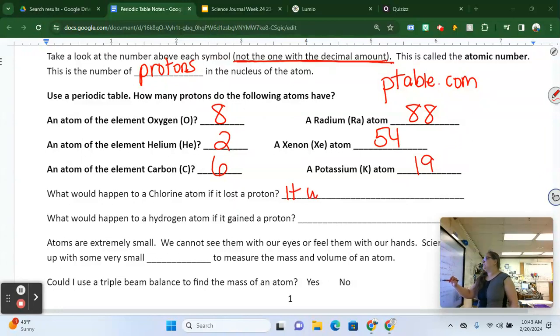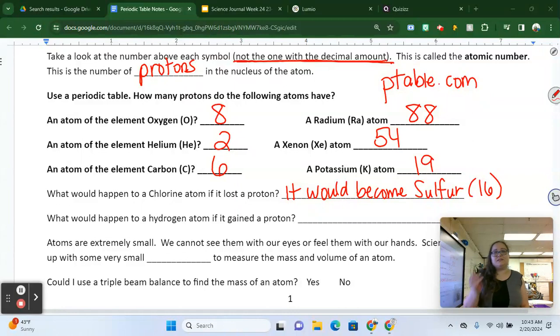It would become sulfur, which is number 16. Which makes sense. If you lose a proton, the number's going to go down by 1. There is decay where atoms lose protons. And that's the worst kind of radiation. Does the most damage. All right, so what would happen to a hydrogen atom if it gained a proton?